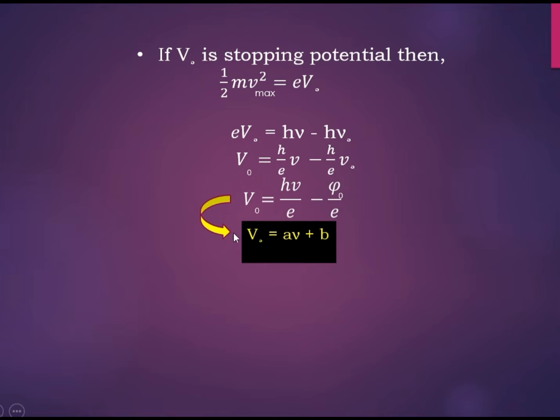So let us plot this curve. Since it is a straight line, this is stopping potential, this is nu, and this is our straight line. Why is it touching the negative part? Because the intercept is minus h nu naught upon e, it is negative, and the slope is h upon e.